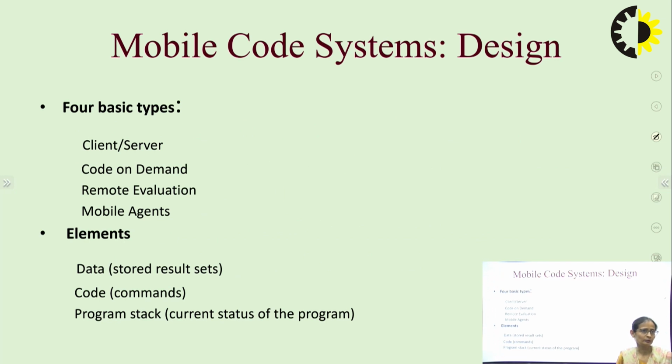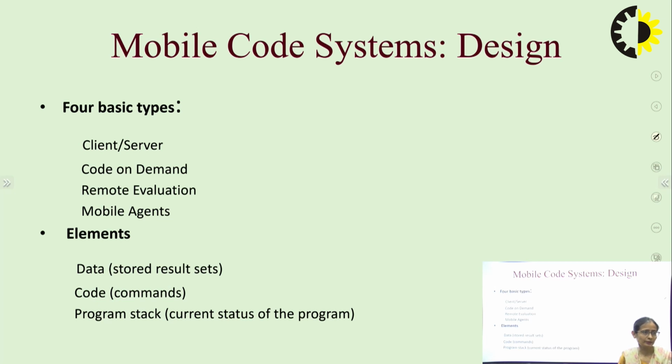So when we talk about mobile code systems, we have 4 types. One is the client server architecture, another is code on demand, third is remote evaluation, and the last one is mobile agents. Now on what basis are we categorizing these 4 basic types? These have been categorized on the basis of 3 basic elements, that is data, code, and program stack.